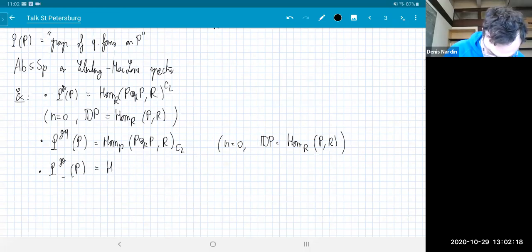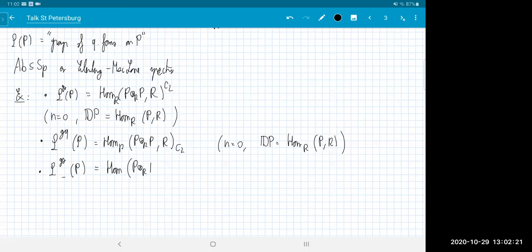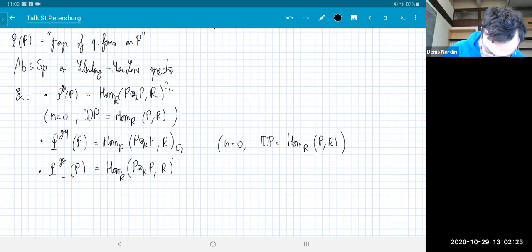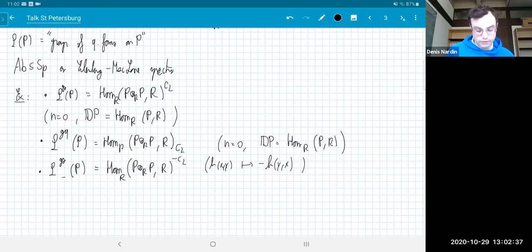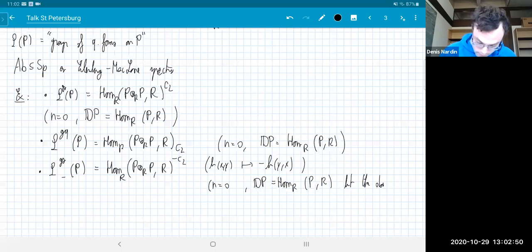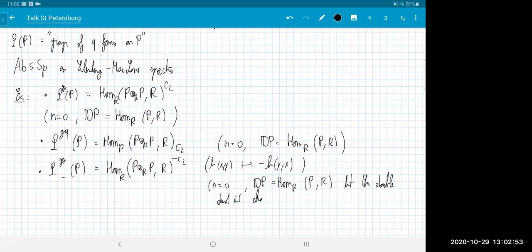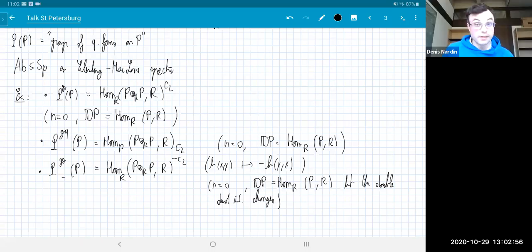Here you can take the same thing, but the fixed points for the minus action. That is, B of x comma y gets sent to minus B of y comma x. And this is just the abelian group of antisymmetric forms. And again, we have n equals zero and the dual of P is still the standard dual, but the double dual identification changes. There are changes by a sign.